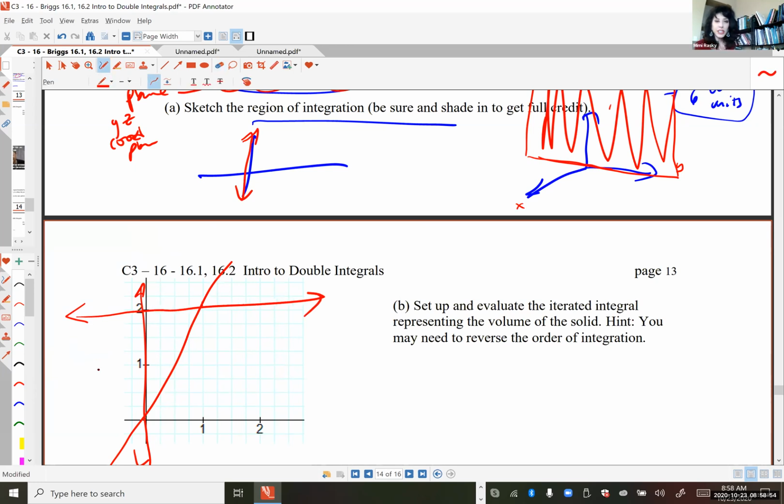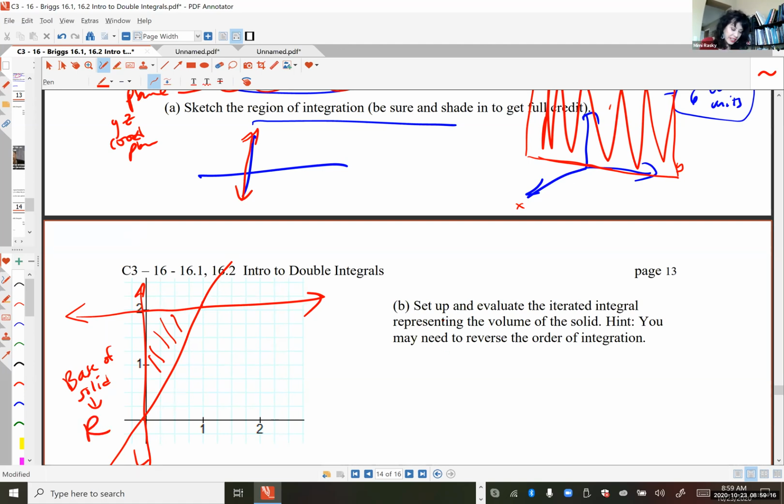Okay, now what do I shade in? What's my R, my region of integration? And for this case, it's the base of my solid. Do you see what's to be shaded in there? That triangle. So this is the base of our solid, and it's understood that for this example, it's the R, the region of integration.